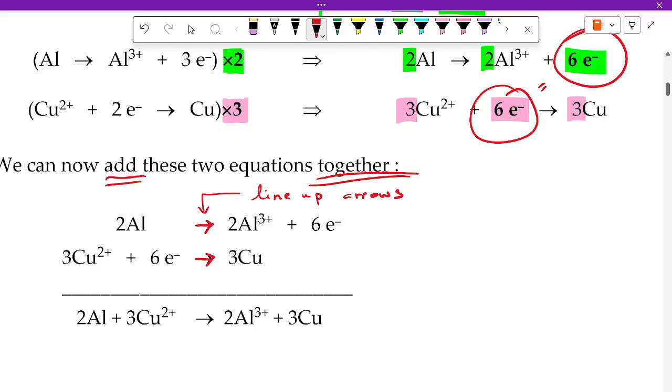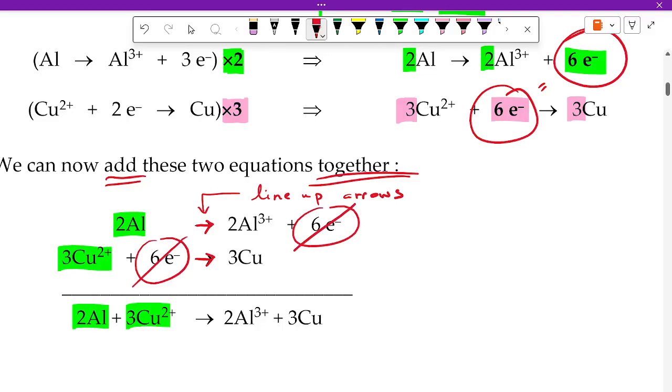And sometimes it's nice to have your arrow in the middle of the page so that you've got an equal amount of space on either side of that arrow. And then we take our 2Al, we take our 3Cu2+, and the 6 electrons going in cancel with the 6 electrons going out. And then we've got our 2Al3+ and our 3Cu2+, or sorry, Cu.